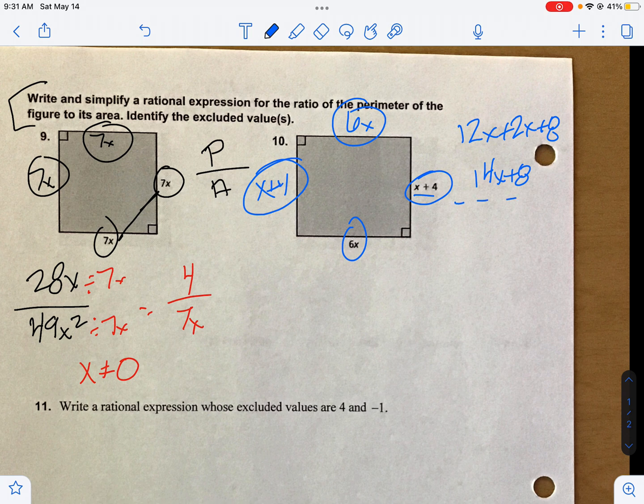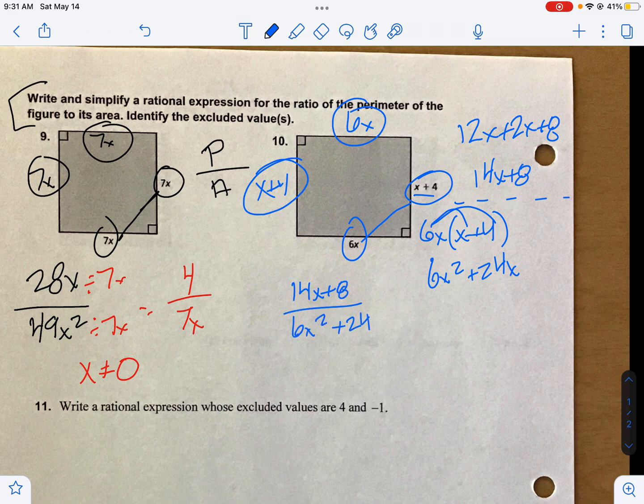Our area, then, would be multiplying these. So that would give me 6x times x plus 4. So I would need to distribute. And it's very important that you distribute that 6x to both the x and the 4. That would give me 6x squared plus 24x. So my perimeter over my area would look just like this.